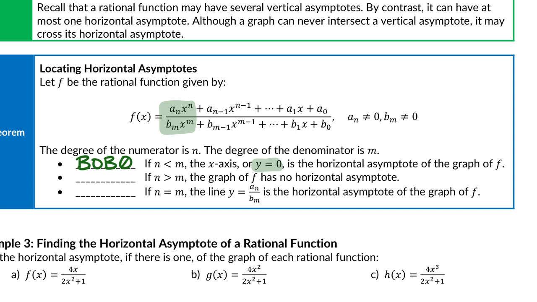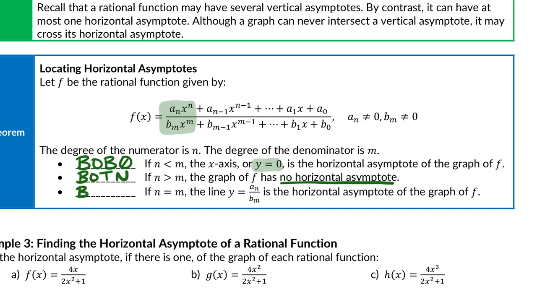The next one says that the numerator is bigger than the denominator. So this is called Bot. It stands for bigger on top, none. If it has a bigger degree on the top than on the bottom, there is no horizontal asymptote. We might have what's called a slant asymptote, which we'll talk about later. The last one is called Betsy.